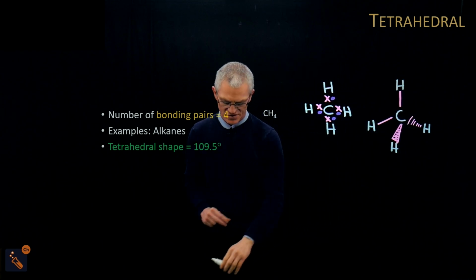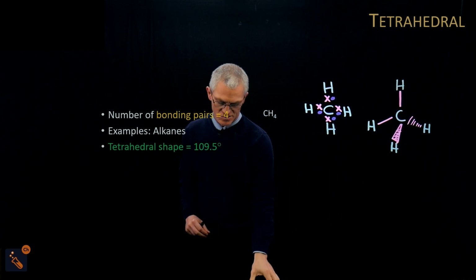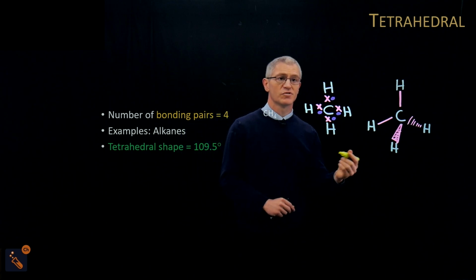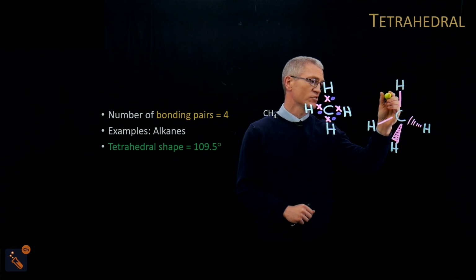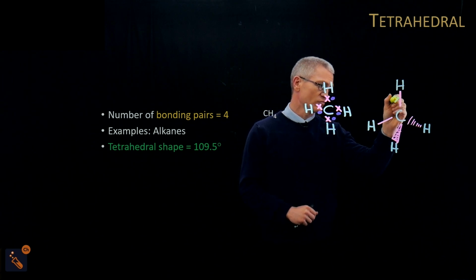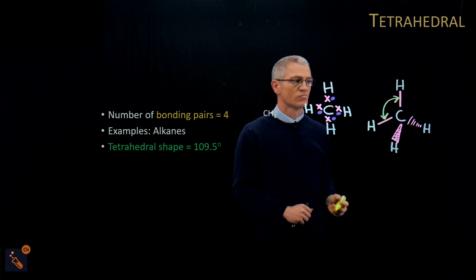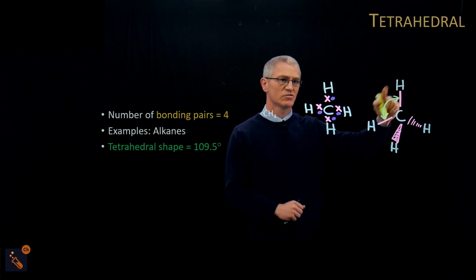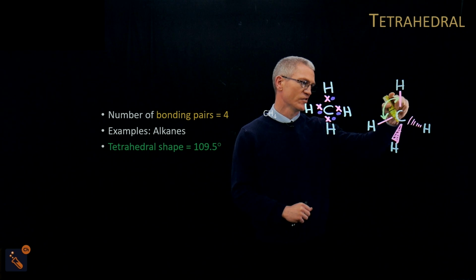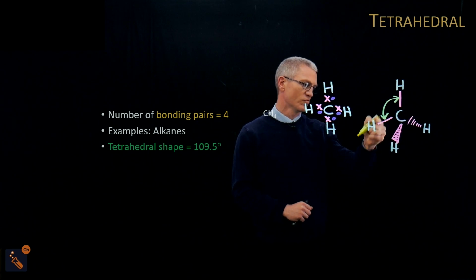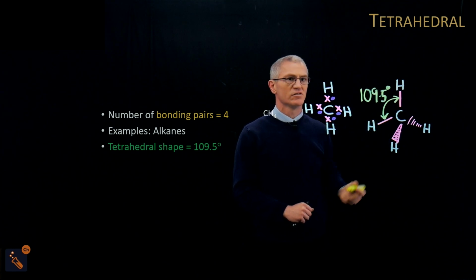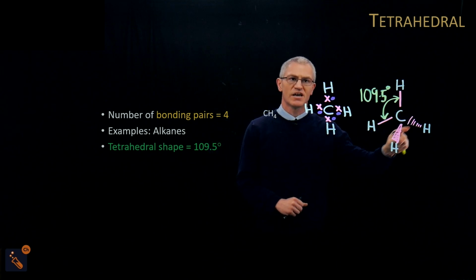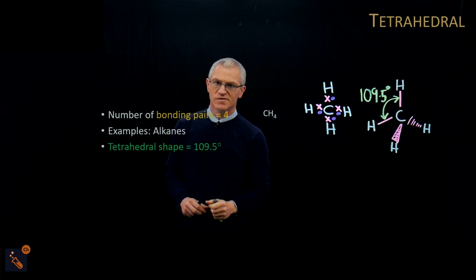Okay, we have our 3D diagram of the whole thing. Now, if you're drawing the shape, they often ask you to label the bond angle. So the bond angle is the difference between where these two bonding pairs are. And it's all the same bond angle, so we'll have 109.5 here, 109.5 here, 109.5, 109.5. And then you have to label it as 109.5 degrees, okay? So that is our bond angle in terms of tetrahedral.